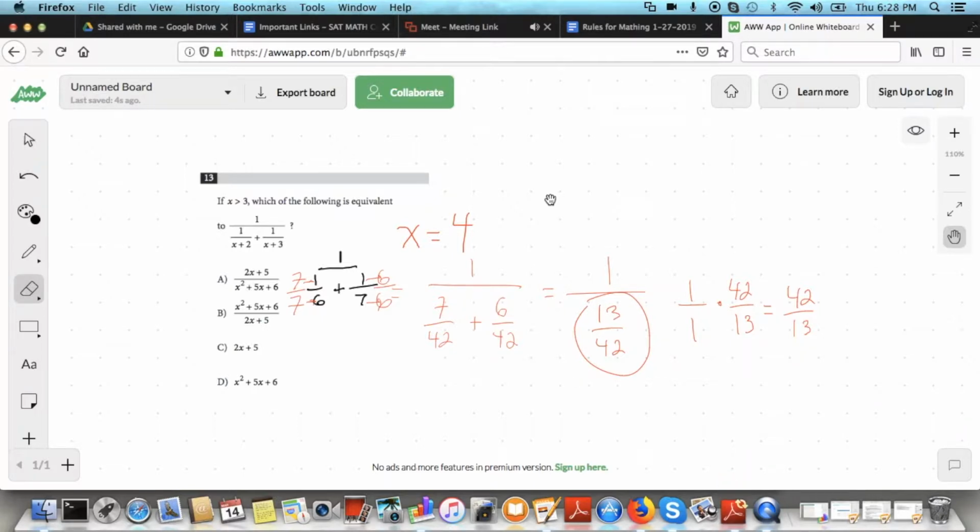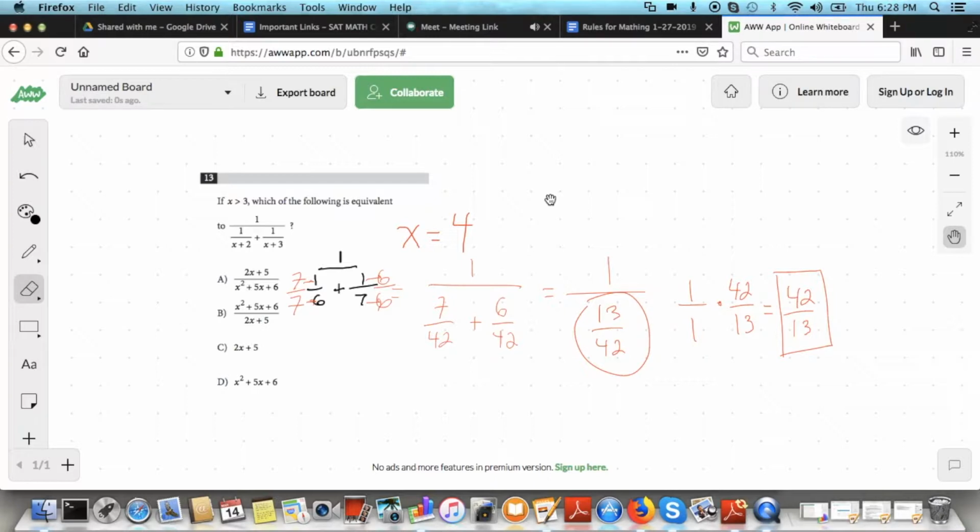Again, you've got to know your arithmetic, but if you don't know your arithmetic, you definitely don't know your algebra. You don't stand a chance on this with the algebra. But if you're pretty comfortable with arithmetic, this is just basic grade school adding, multiplying and dividing fractions. Okay? All right, so when x is 4, the expression equals 42 over 13.